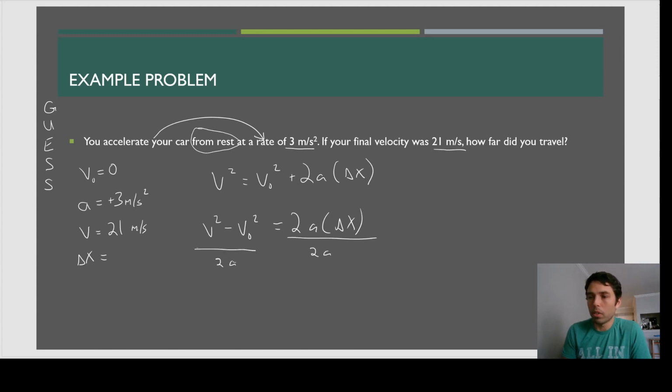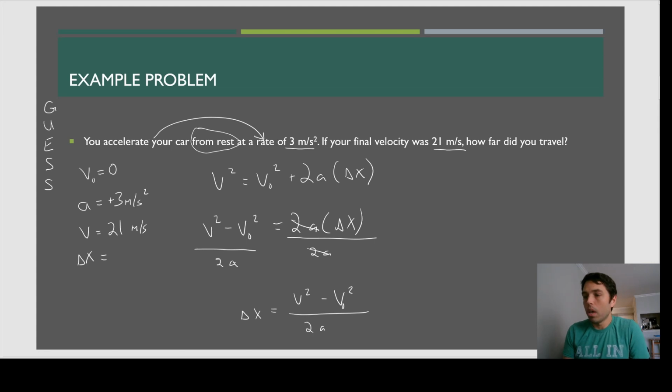I don't want to go too fast. Those 2a's cancel, so now I have delta x equals v squared minus v naught squared over 2a. And now I can plug in numbers. Where's my calculator? There it is. I just moved recently, so all my stuff's in different places. So let's plug in my numbers here.